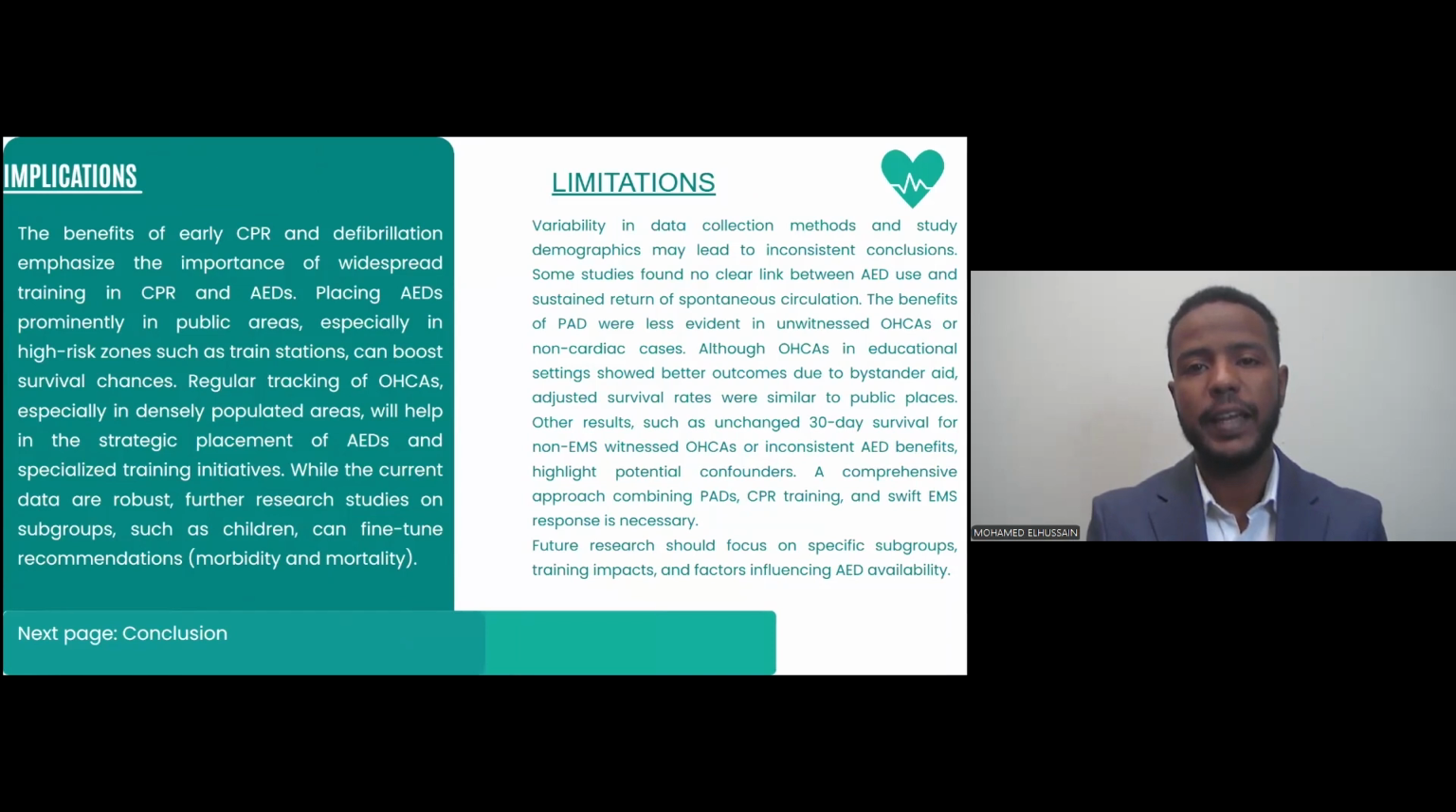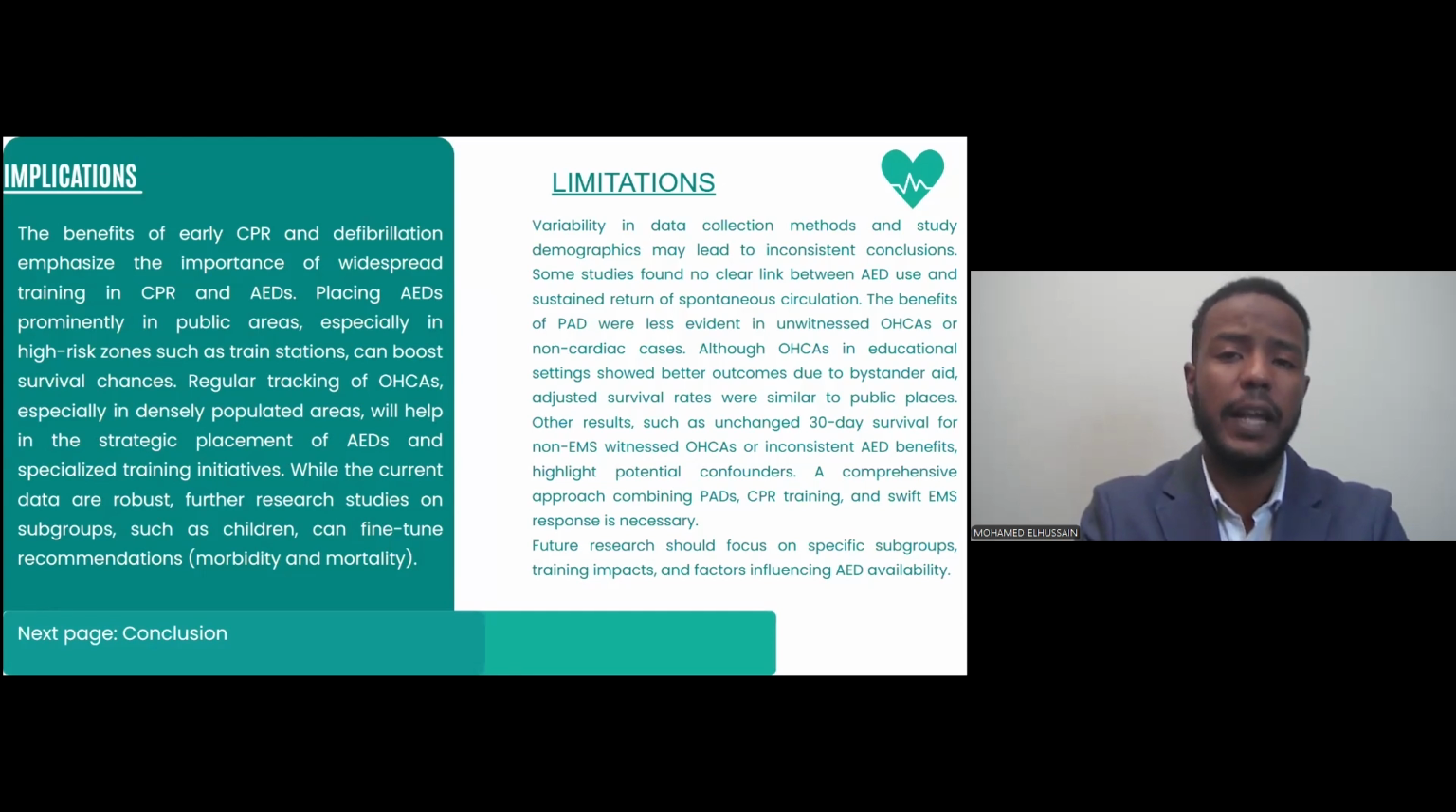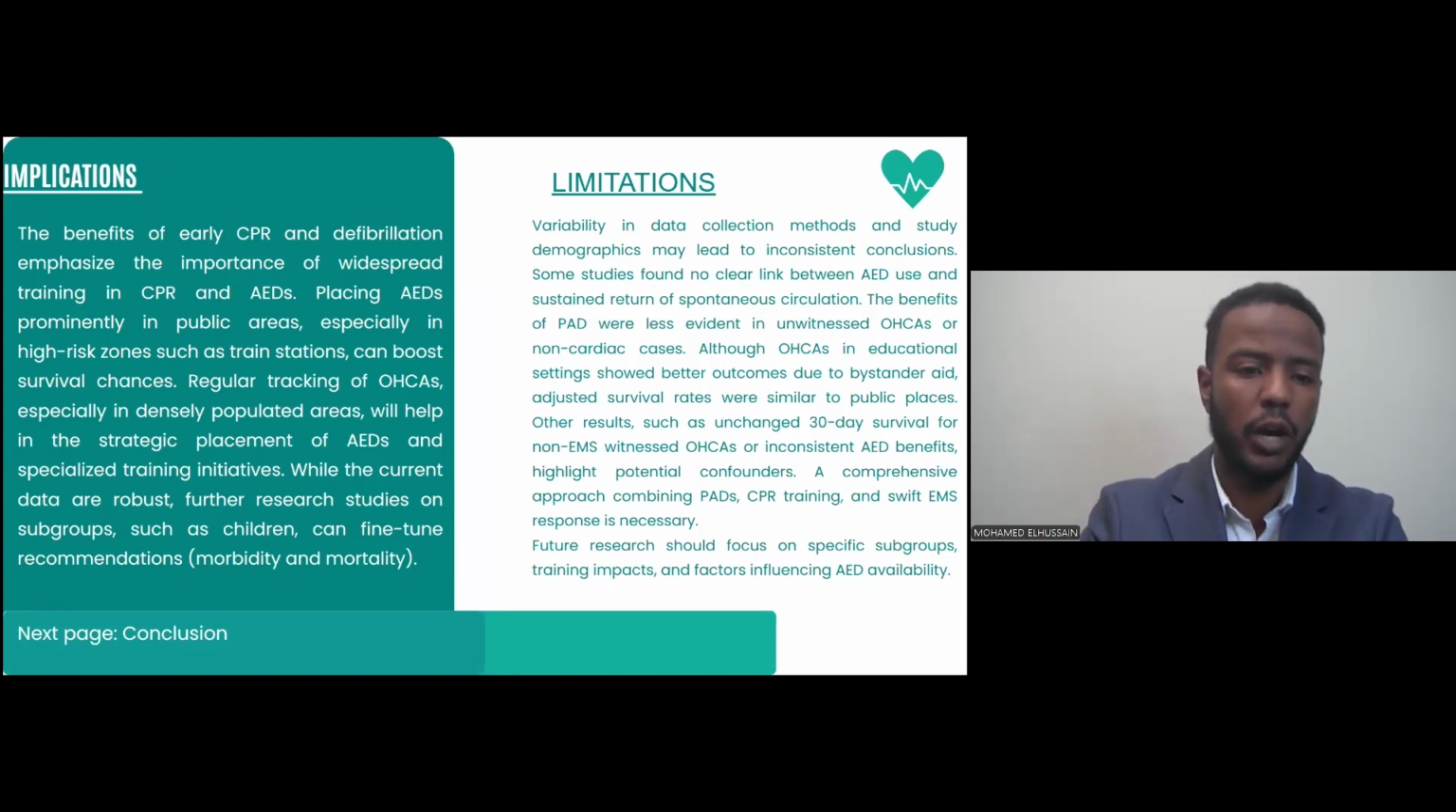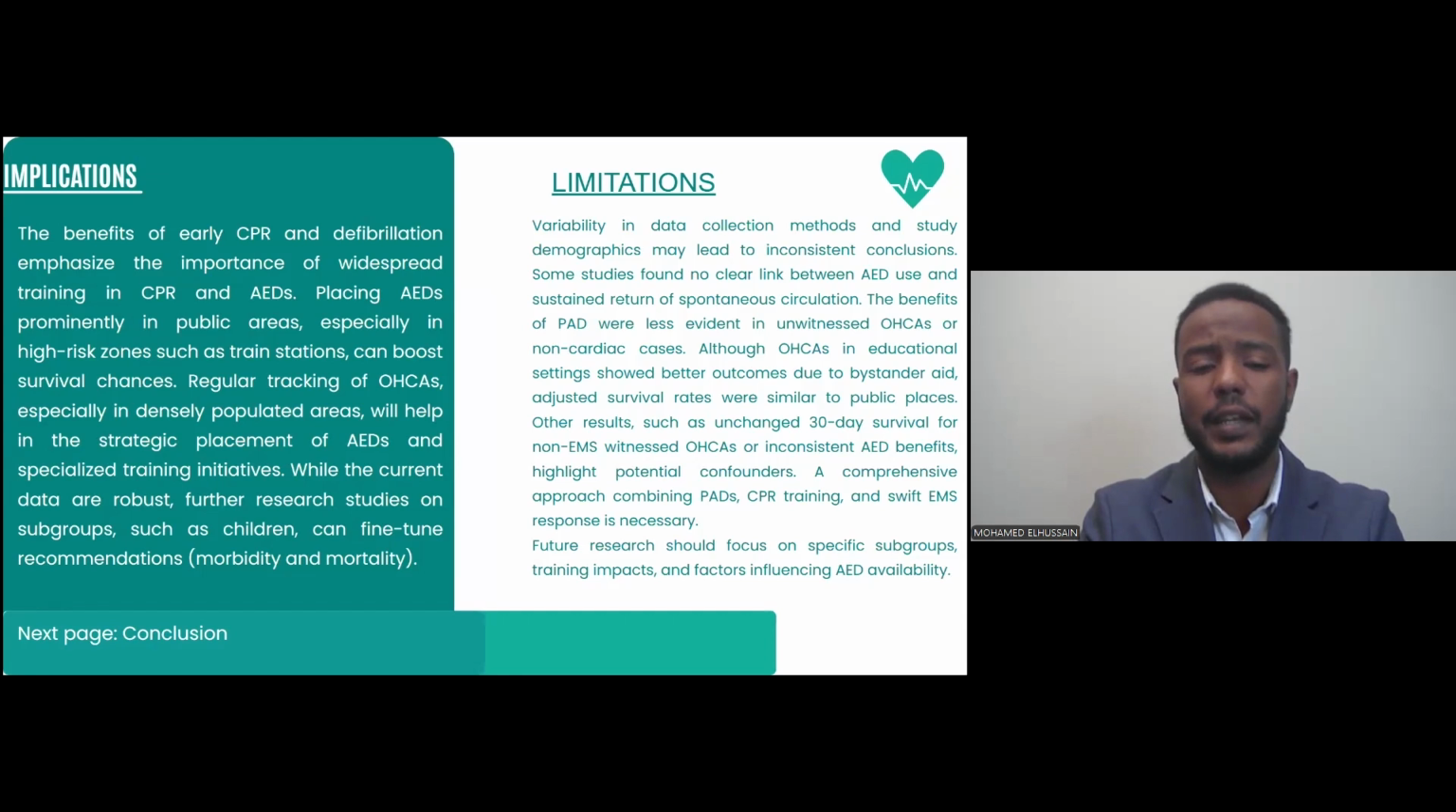So what are the implications and limitations of these studies? The implication is the benefit of early CPR and defibrillation emphasizes the importance of widespread training in CPR and AEDs. Placing AEDs prominently in public areas, especially in high-risk zones such as train stations, can boost survival chances, and regular tracking of OHCA, out-of-hospital cardiac arrest, especially in densely populated areas, will help in the strategic placement of AEDs and specialized training initiatives.